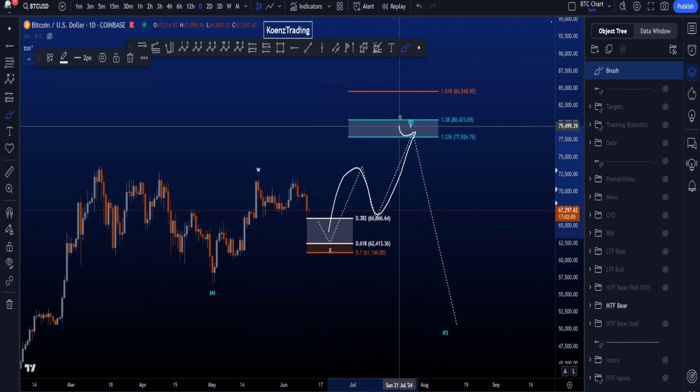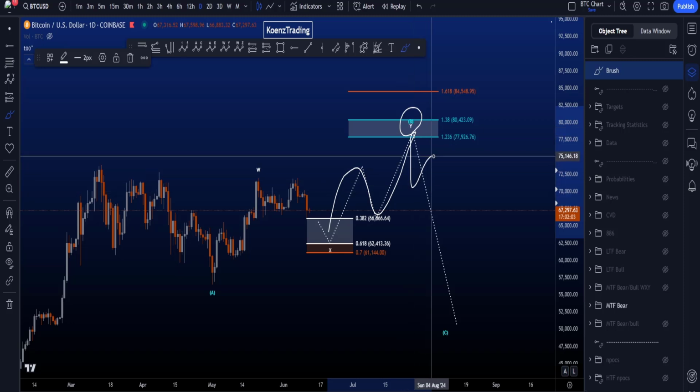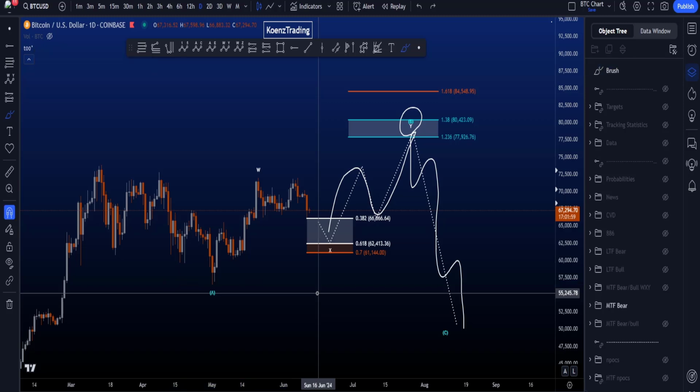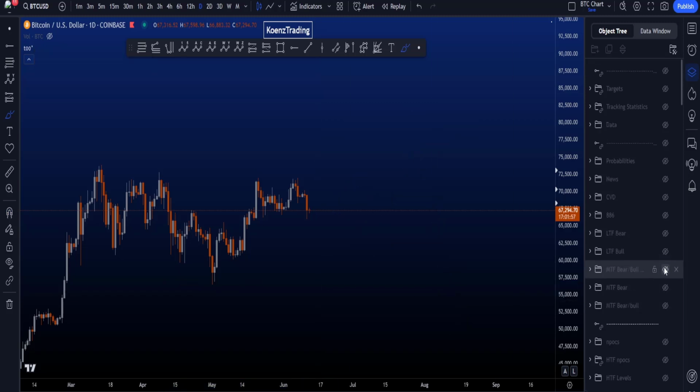After a zigzag up in wave Y to finish B, we then look for an impulsive move to the downside in a wave C, moving below wave A at 56k.